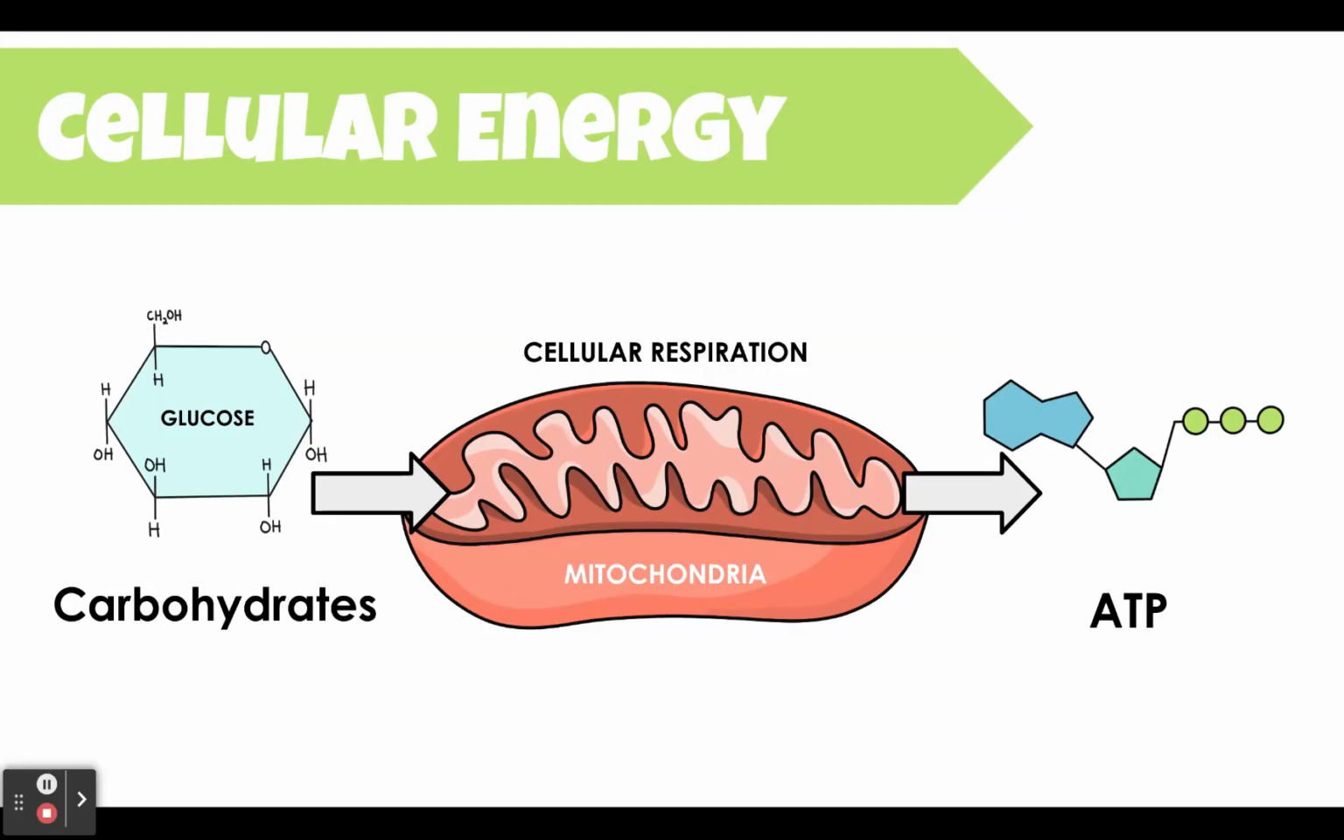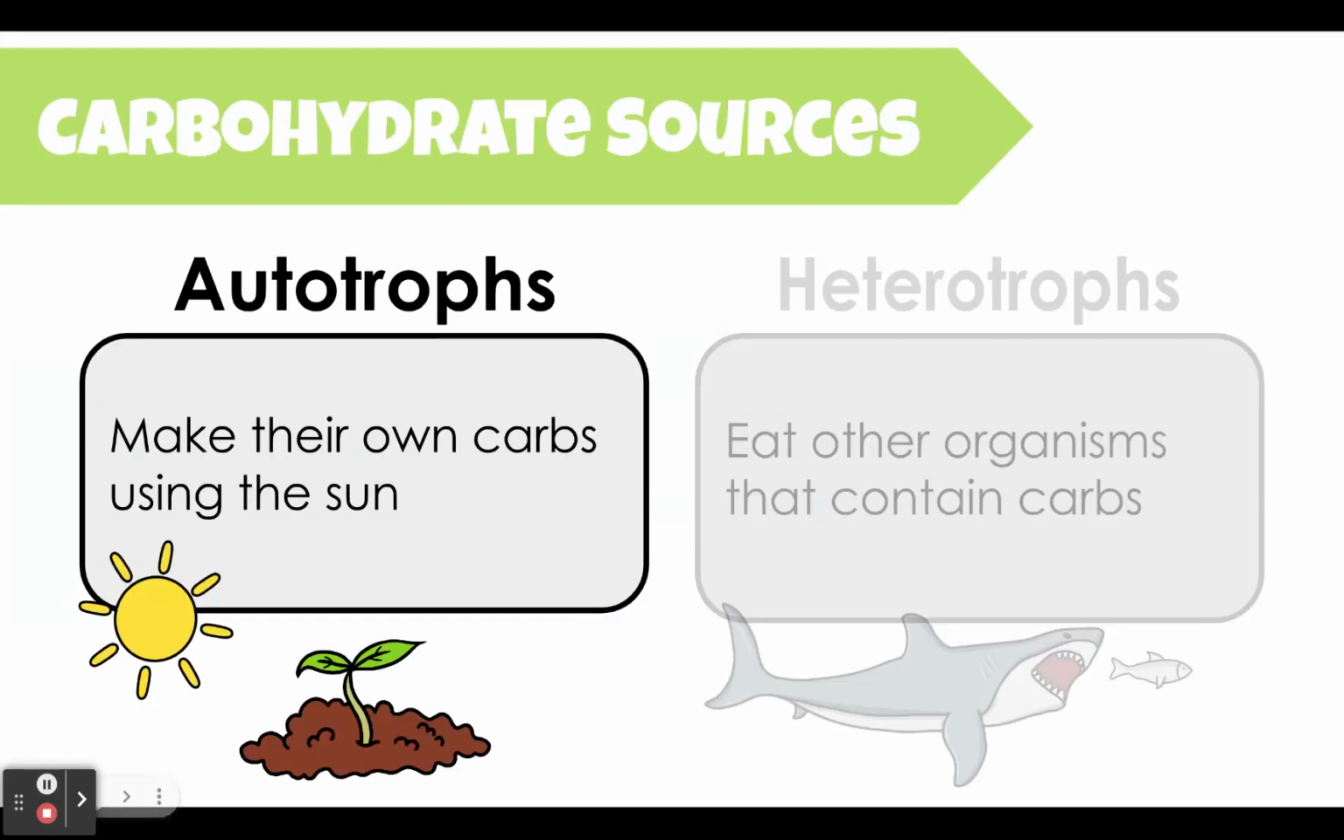So, the question becomes, where do organisms get that glucose? How do they have that source of carbohydrates to make ATP? So, in autotrophs, organisms that make their own food, they use the solar energy from the sun to make their own carbs. That is what we're going to be talking about today. How organisms that are autotrophs, like plants, are able to make their own carbs using sun.